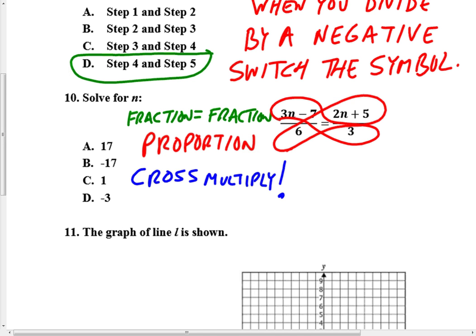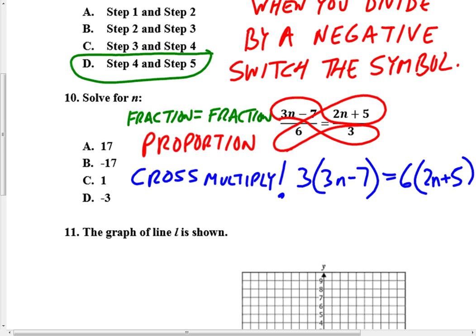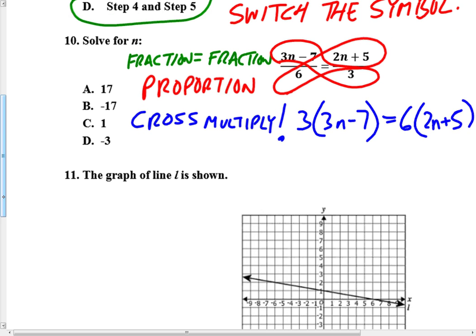When you see a fraction equal to a fraction, and that's it, you're allowed to cross multiply. What does that mean? That means that you're going to distribute. You have 3 times 3n minus 7. You have 6 times 2n plus 5. Cross multiplying like that gets rid of the fractions. I no longer have to deal with that. But now what property do I have to deal with? Distributive.